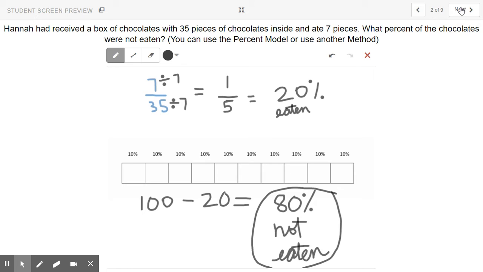If I wanted to use the percent model, I would have made the whole thing out of 35. That means each box is 3.5, and you need to multiply that by 2 to get 7. That's 20%. That's another way you could have solved this.